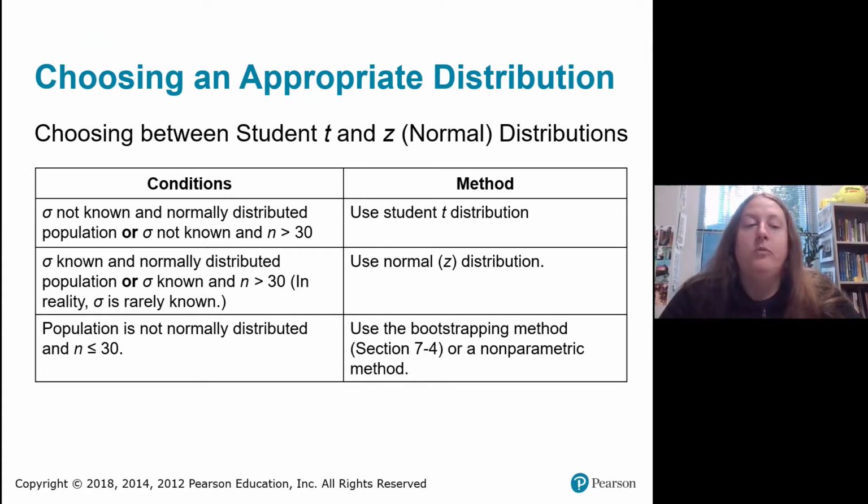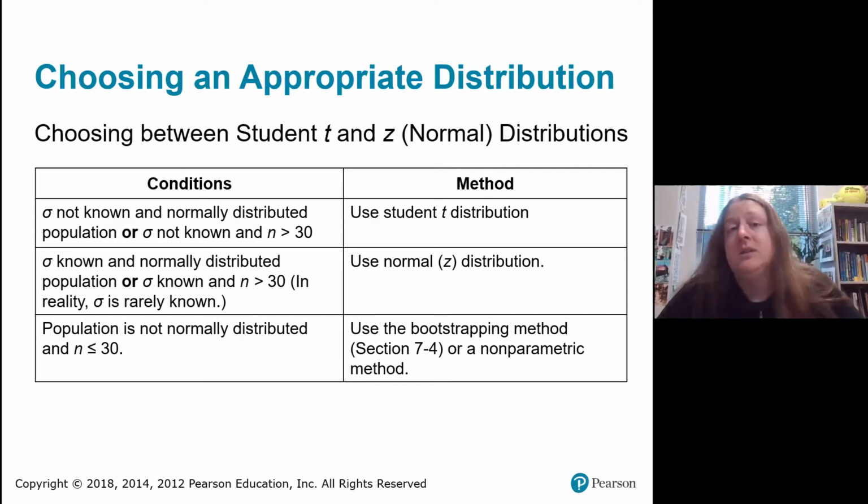And just to wrap it up, remember when our population standard deviation is not known, but it's a normally distributed population, or our sample size is greater than 30, we can use the t-distribution. When our population standard deviation is known and it's normally distributed, or our sample size is greater than 30, we can use the z-distribution. And if the population is not normally distributed and our sample size is less than or equal to 30, there's a process called bootstrapping that we can go through.